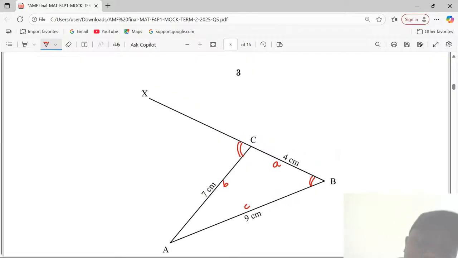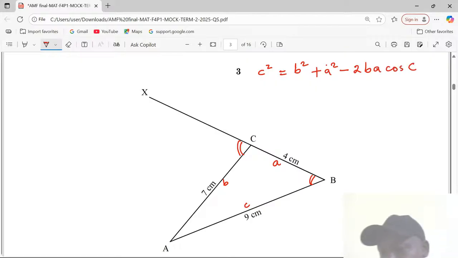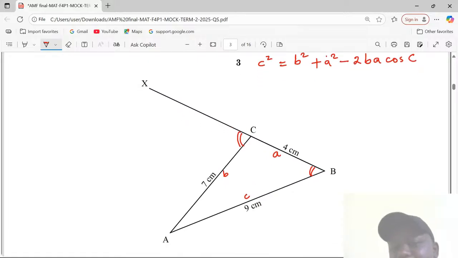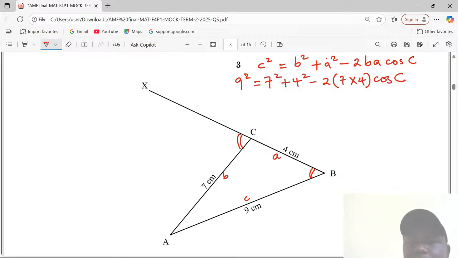the cosine rule. So the cosine rule states this: if we need the angle at C, for example, then the length C squared is the same as B squared plus A squared minus 2 multiplied by B and A, the cosine of the angle at C. Because I'm interested in the angle at C. Therefore, the length C is 9 squared equals B squared, which is 7 squared, plus A squared, which is 4 squared, minus 2 multiplied by 7 multiplied by 4, the cosine of the angle at C. So now we can try to work out a few things here.